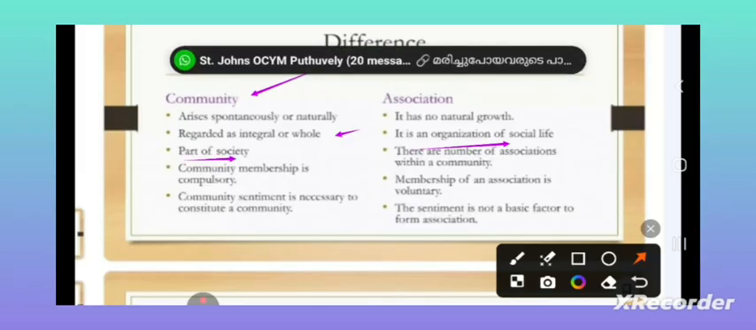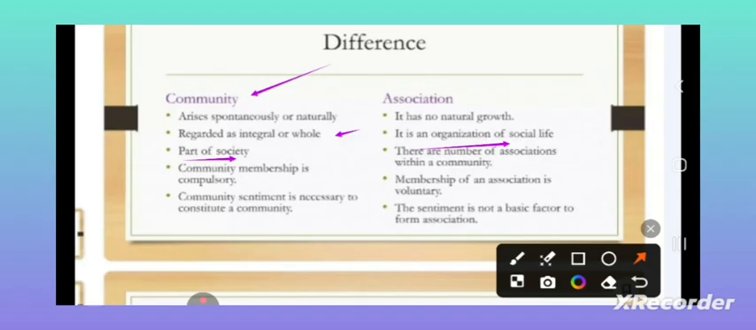A community needs a social area, location, physical or virtual, is necessary. There can be a number of associations within a community. It is a subgroup within a larger community. Community membership is compulsory. You are generally born into or belong to a community based on where you live. Membership of an association is voluntary. People choose to join or leave.